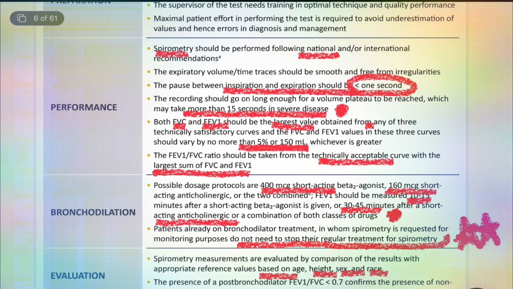The presence of a post-bronchodilator FEV1 upon FVC ratio less than 0.7 confirms the presence of non-fully reversible airflow obstruction. Very important. So this post-bronchodilator, very important word. It's not pre. It should be post-bronchodilator FEV1 upon FVC, and it should be less than 0.7, and it confirms the presence of non-fully reversible airflow obstruction.